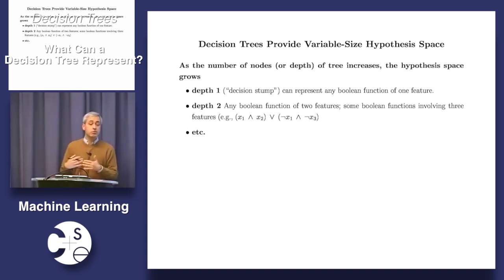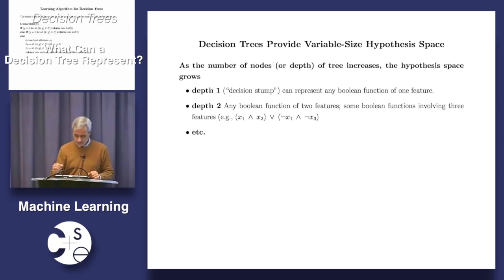If I go to depth 2, that actually includes all Boolean functions over 2 variables, and also some Boolean functions over 3 variables. For example, I could have a function like x1 and x2, or not x1 and not x3, as a decision tree with 2 levels. Because in the first level, I would test x1, and then in the second level, in one case, I would test x2, and in the other case, I would test x3.